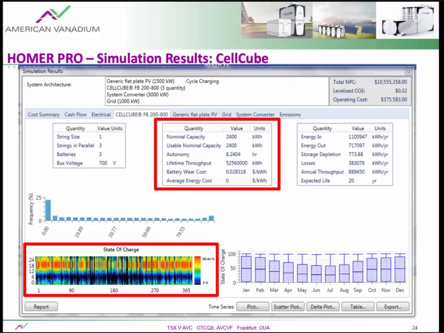And one thing I'd like to mention is the table box in red here. The autonomy and lifetime throughput can be a bit confusing, so I just want to clarify that both of them indicate the full charge and discharge cycle. By that I mean if the autonomy was 10 hours, it would include maybe 6 hours of charging, 4 hours of discharging, and likewise for the lifetime throughput.